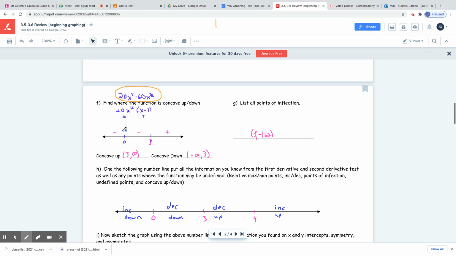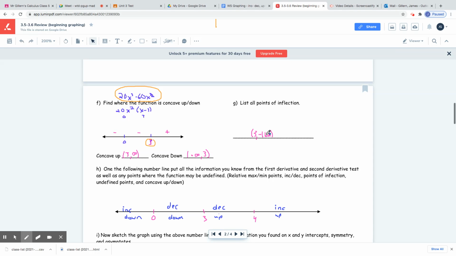When we did interval testing here, you would have got a negative, negative, positive. So it's concave up from 3 to infinity, concave down from negative infinity to 3. And then the points of inflection happen. There is no point of inflection at 0 because it's negative, negative. There's only one at 3 because it goes from negative to positive. So that's where we have 3. We plug back into the original to get my y, and another big number there, negative 162.